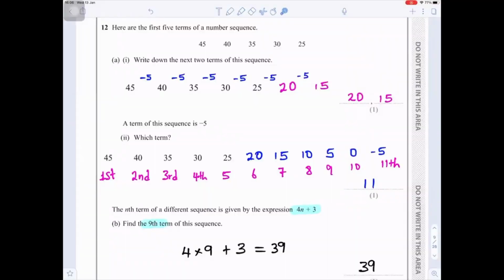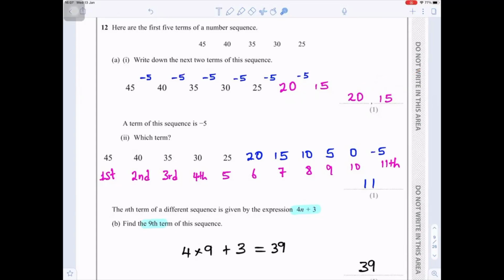Question number 12. Here are the first 5 terms of a number sequence: 45, 40, 35, 30, 25. Write down the next 2 terms of this sequence. It is decreasing by 5 each time. You minus 5, minus 5, minus 5. So the next 2 terms, you go to 25. 25 minus 5 is 20. 20 minus 5 is 15.